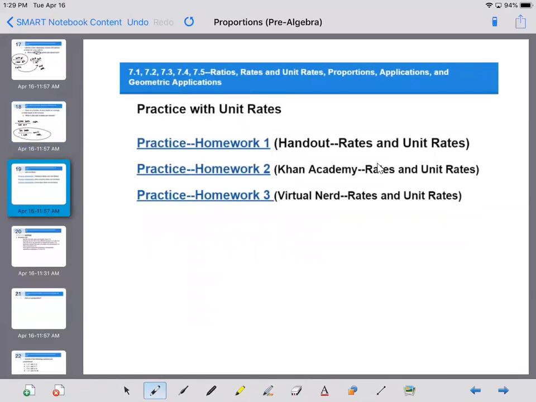So I would go and practice these if it's needed. Look at some of the videos, look at some of the links that would give you some practice changing from a rate to a unit rate.